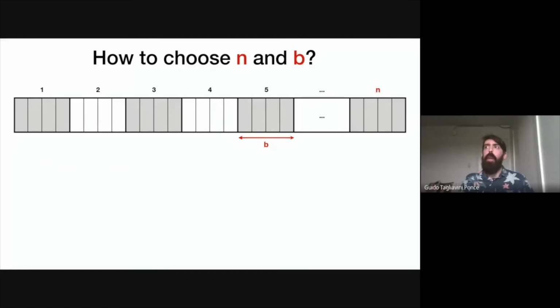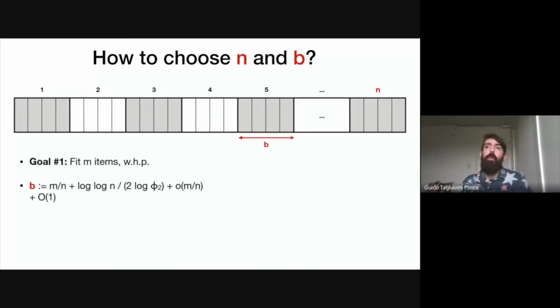Okay, so how do we choose N and B? The first goal is going to be to fit M elements with high probability. So I give you M elements, I want the table to store them without failing. For this, we're going to pick B such that we satisfy the max load that we saw in the theorem of Iceberg D, or more specifically, Iceberg 2. And that is M over N plus log N divided by 2 times log phi of 2 plus low order terms.